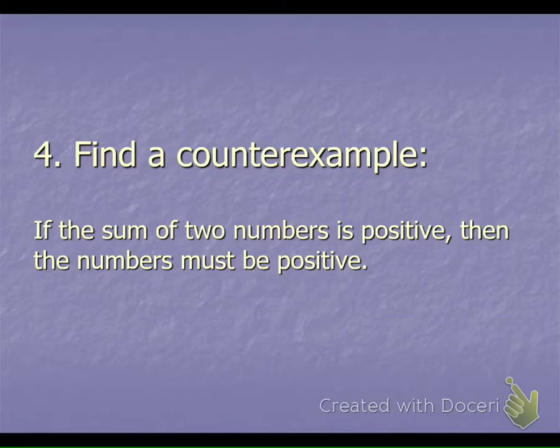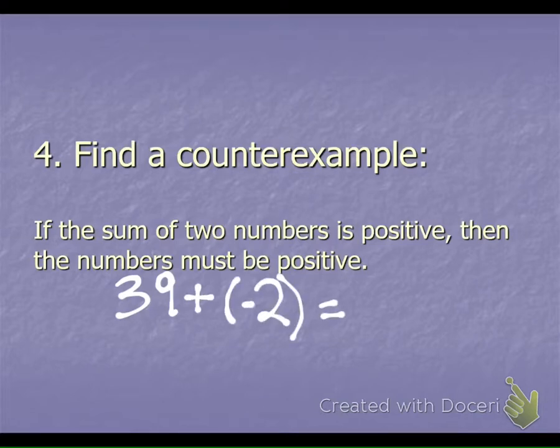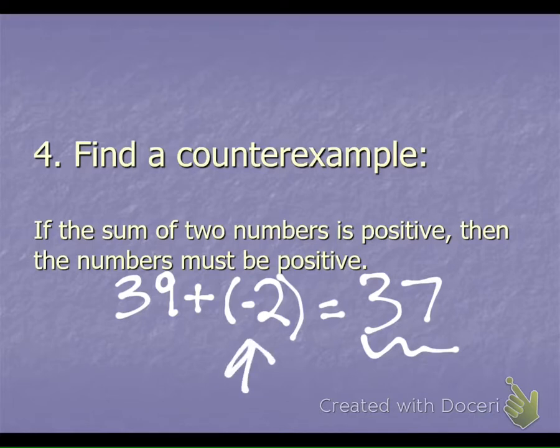I believe it was 39 plus -2, and we ended up with 37. That actually works here too. If the sum of two numbers is positive, so here's my sum, the sum is positive, the numbers must be positive. Well, no they don't. I just showed a time when one of them was negative. That's a counterexample. Just proving them wrong.